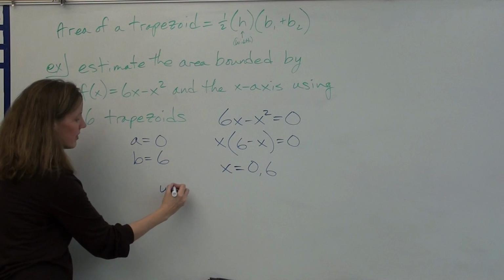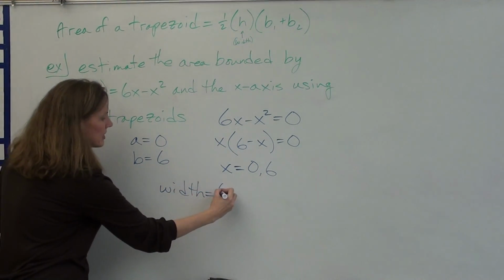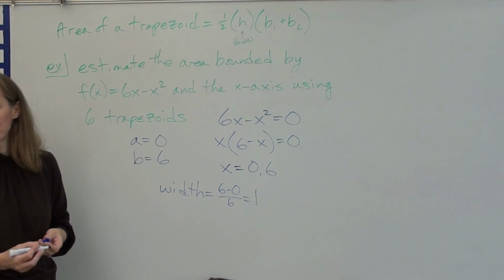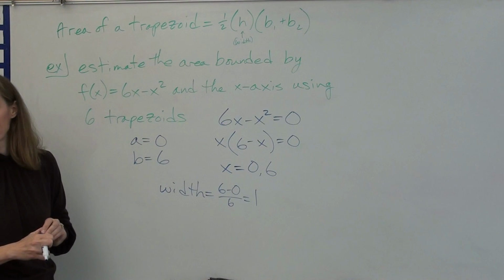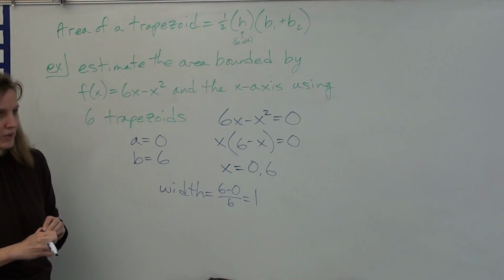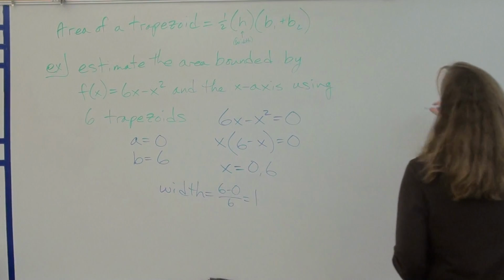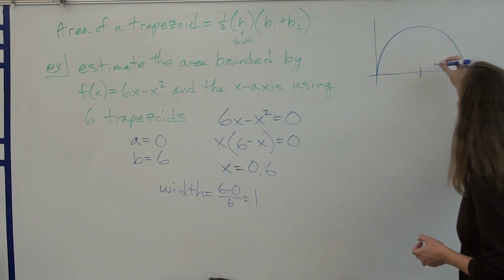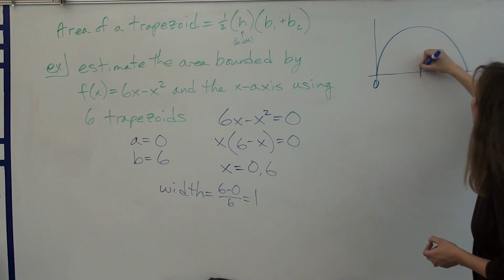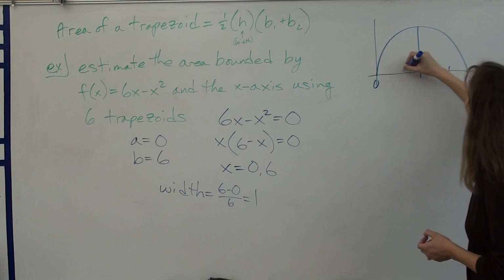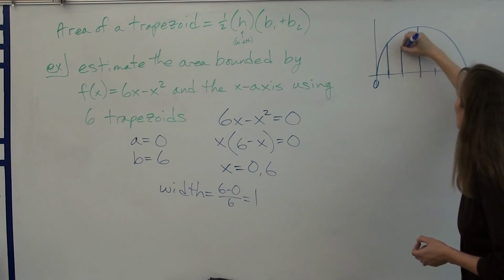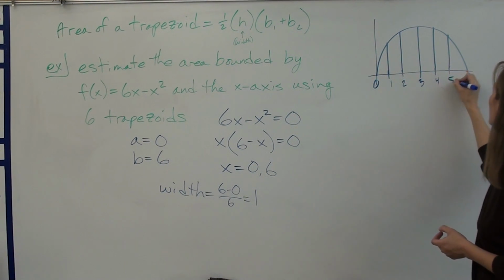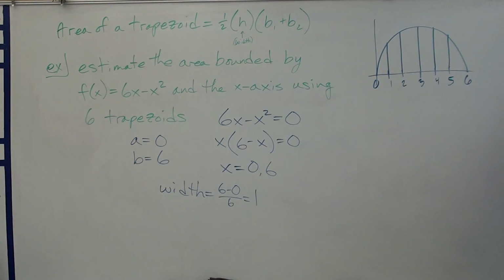Our width is 6 minus 0 over 6. Isn't that lovely? They gave us a width of 1. Okay, let's draw a picture of what's going on. So we have an upside down parabola that goes from 0 to 6. One, two, three, four, 5. So we're splitting it into 6 trapezoids.